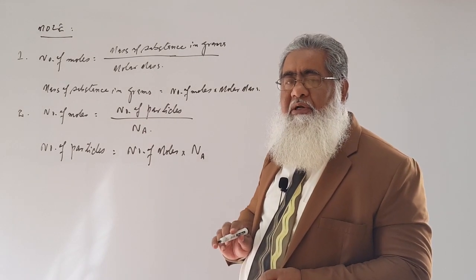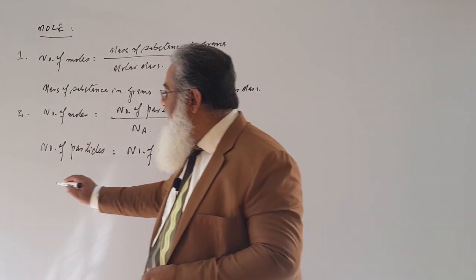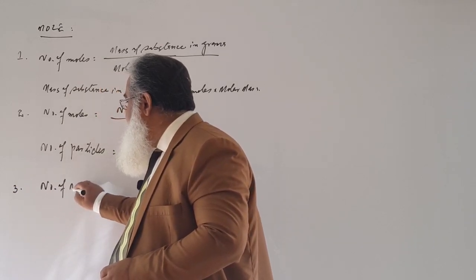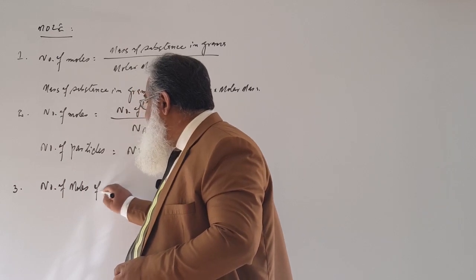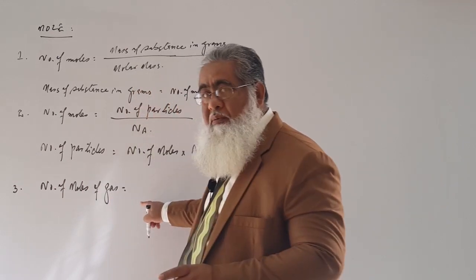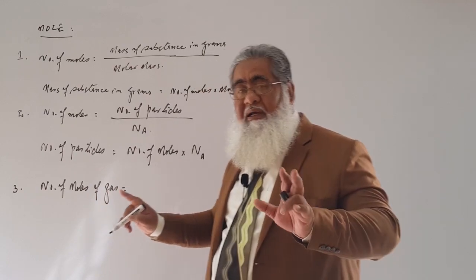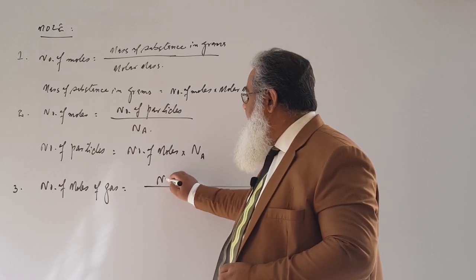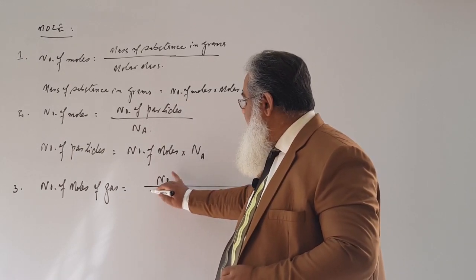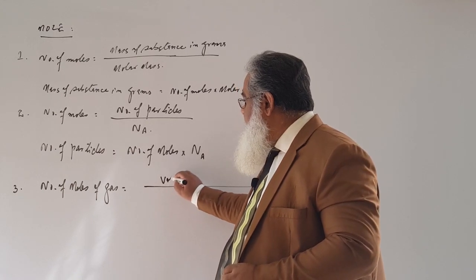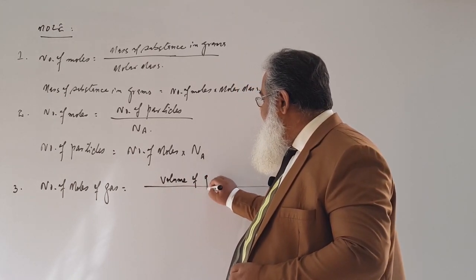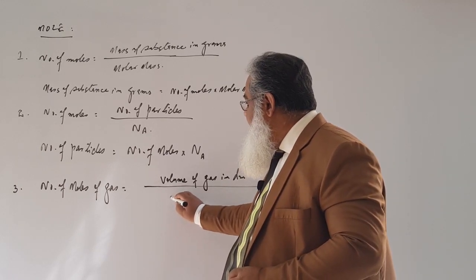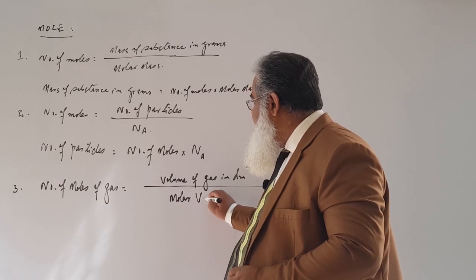And the third formula, which we have made in the previous lecture, formula number 3, that is equal to number of moles of gas. This formula number 3 is only applicable for the gaseous system, and that is equal to volume of gas in cubic decimeter divided by molar volume.